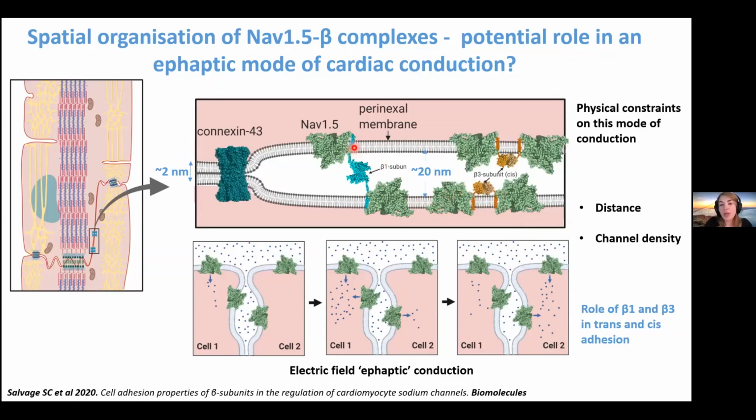You can see how both trans cell adhesion between beta 1 and cis adhesion between beta 3 may help to stabilize complexes both within one cell membrane and those at the opposing one to enable the formation of this ephaptic type mechanism. So we're quite interested in looking into more detail at the role of both beta 1 and beta 3 in facilitating these trans and cis adhesions and how that might influence ephaptic conduction.